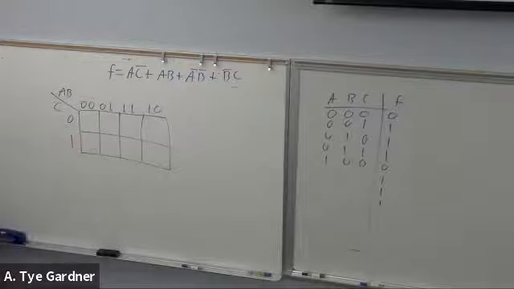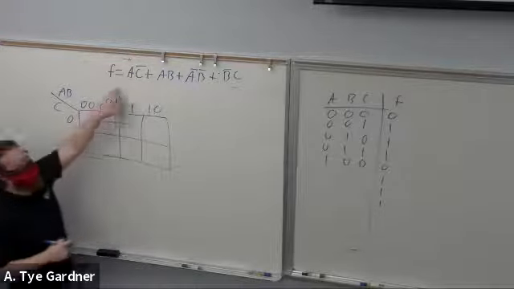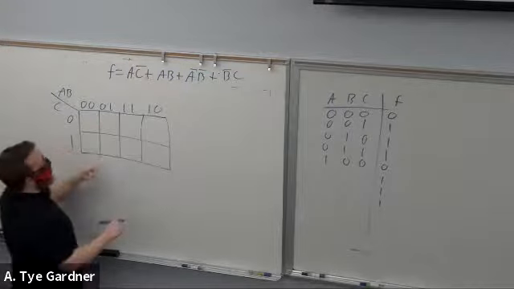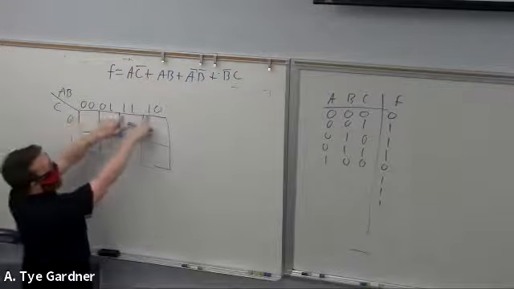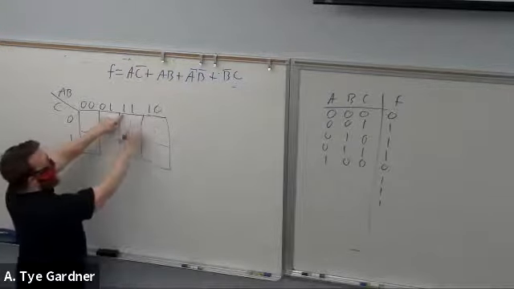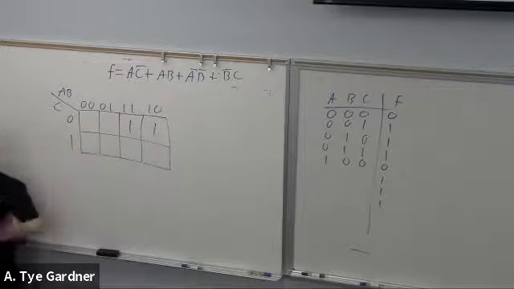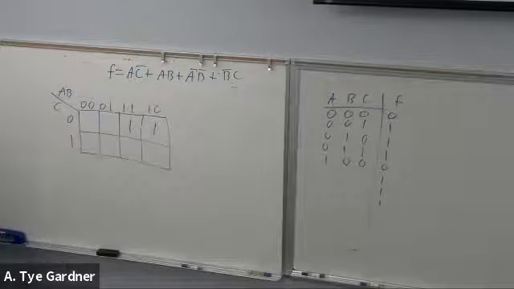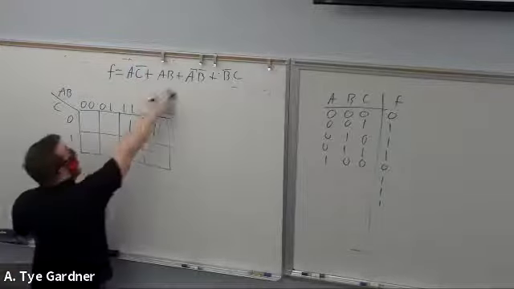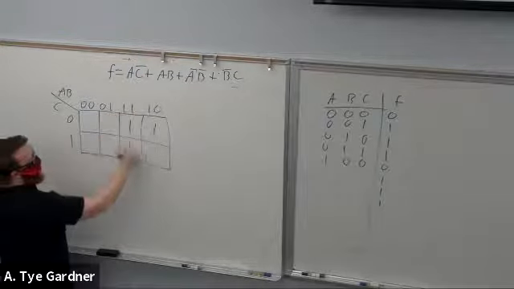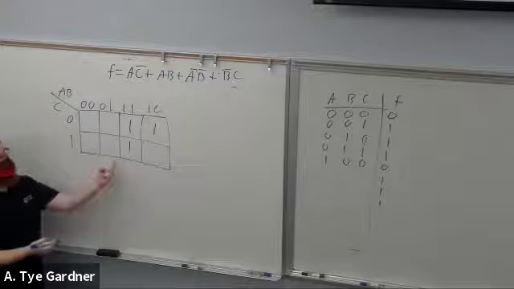Okay, so now all I have to do here is go, when is this true? Well, if I have A and not C, it's true. Okay, so A and not C. Both of those are true. Now I have A and B are true. Well, that's A and B are true, regardless of what C is doing, so it's that whole column.